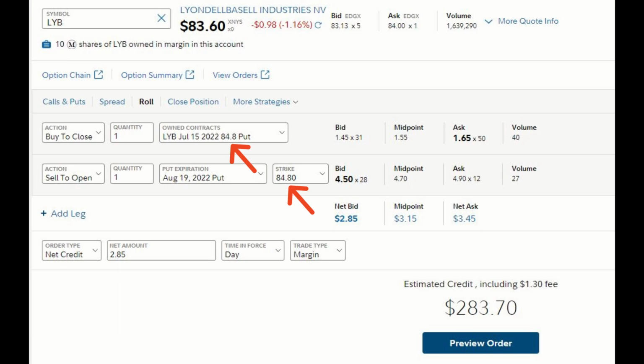So give myself another month for Lena Basel to kind of balance itself out and see if it can recover. And I can do this: I can buy to close that one contract, sell to open another contract out about a month. Now this only trades once a month, so August 19th is my only expiration that's out about a month. Same strike price, and for that, I would pay about $155 to close it, or $165 is the ask. I would get about $450, so I would net out $283.70. So I could reduce my basis overall on this stock, and I would have a break even.